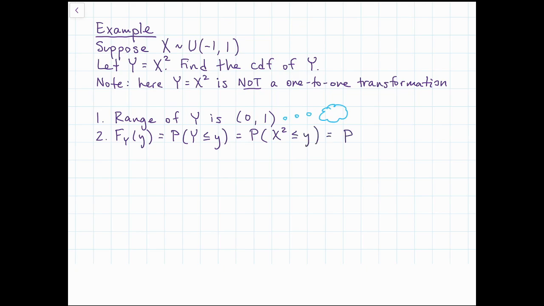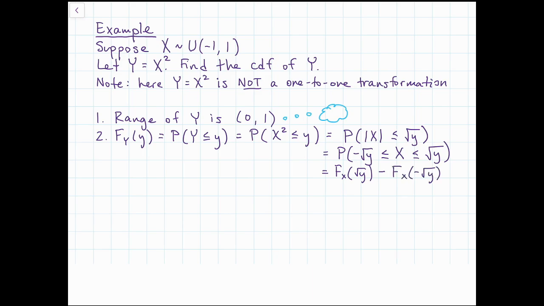All right, for step 2, we're going to write the CDF of y as the probability that x squared is less than or equal to y, and we'll take the square root of both sides, but remember, that means the absolute value of x is less than or equal to the square root of y. So that just means that x is between negative the square root of y and positive the square root of y, which we can write in terms of the CDF as big F of root y minus big F of negative root y.